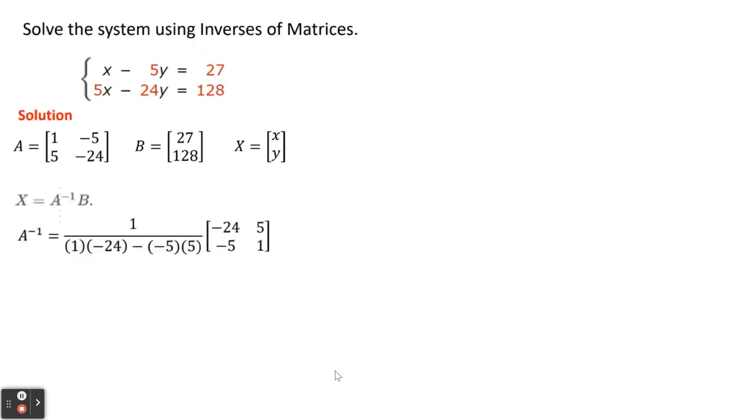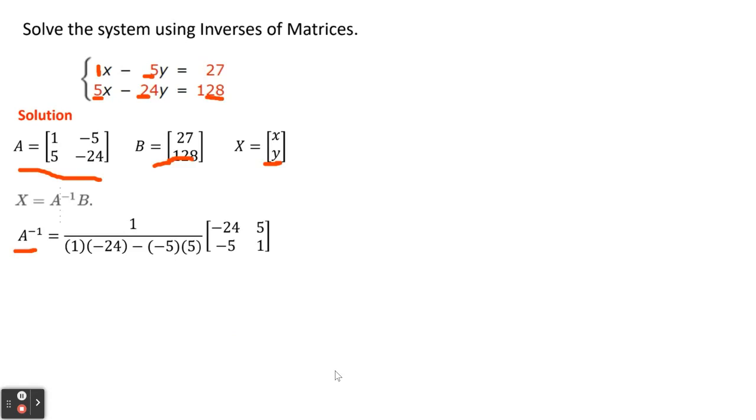So the first thing you want to do is write down your matrices that you have. So in this case, my A is made up of all my coefficients. So that's the 1 in front of the x, the negative 5, the 5, and the negative 24. And then B is my constants, and then x is going to be my variables. Okay. So the first step is we need to know what A inverse is.